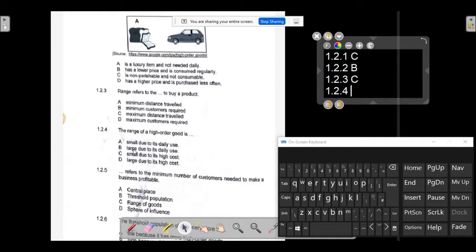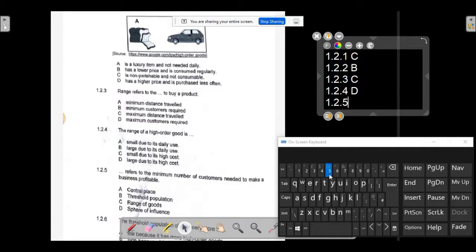B, it's large due to its daily use. Daily use, incorrect. That's the part that is incorrect here. C is small due to its high cost. Now the high cost part is correct, but the small range part is incorrect. So then D is large due to its high cost. Yes. So we are going with D for 1.2.4.